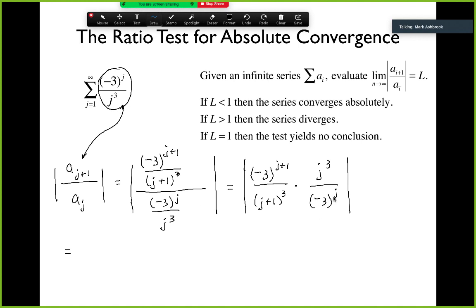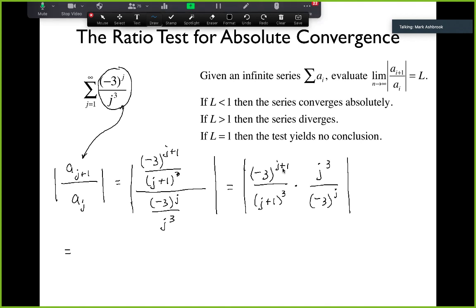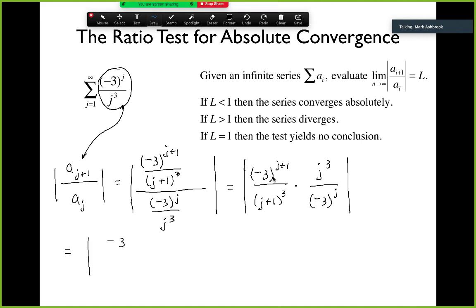Okay, so then what do we have? We can combine our like things, right? This says I have j plus 1 negative 3's. Here I have j negative 3's. So I have one more negative 3 on the top. And then I have j cubed over j plus 1 cubed.